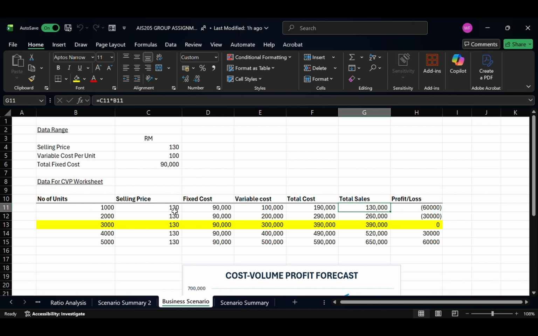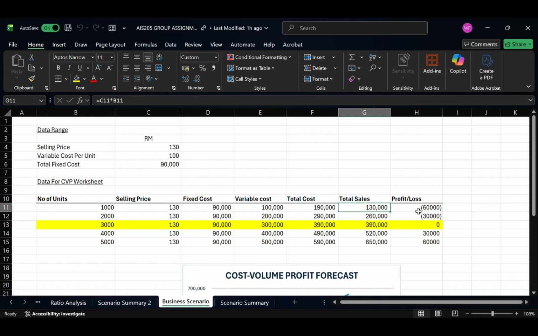C11, yes, selling price here, and after that we just multiply it with B11, the number of units. So as you can see, 130 times 1000, we get 130,000. And just from that, we drag this icon down, and the rest will follow the equation from the cell.